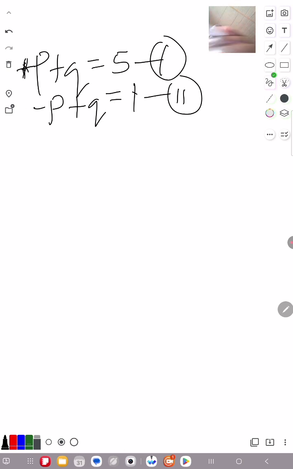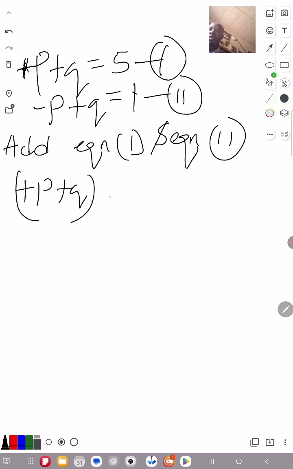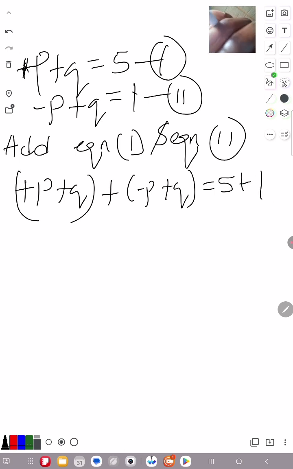I will just add equation 1 and equation 2 together, using the elimination method. So I will say plus p plus q plus minus p plus q is equals to 5 plus 1.